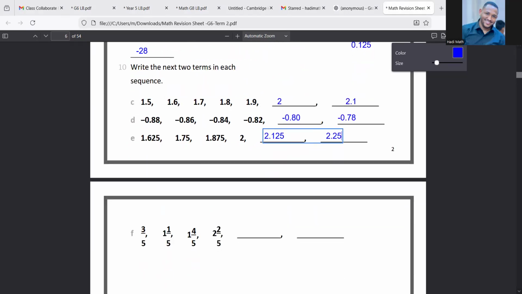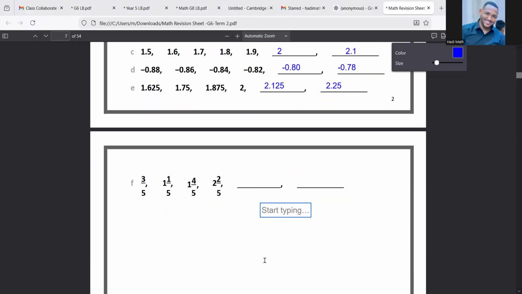So here we go. This one is 3 over 5, 1 and 1 over 5, 1 and 4 over 5, 2 and 2 over 5. You could subtract any two, like this one minus this one. Take this one. 1 multiplied by 5 is equal to 5, plus 1 is equal to 6. So you could say 6 over 5 minus 3 over 5 is equal to 3 over 5. That means every time you add 3 over 5.